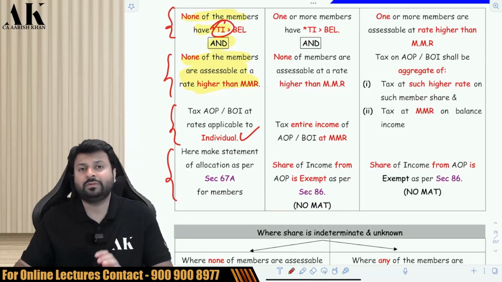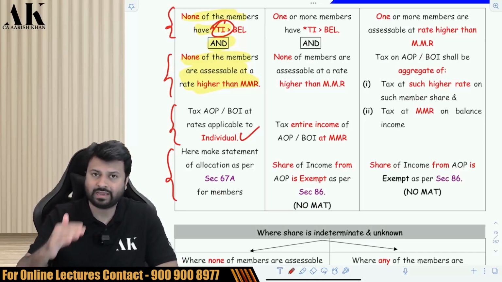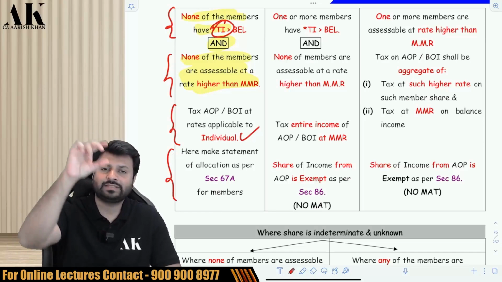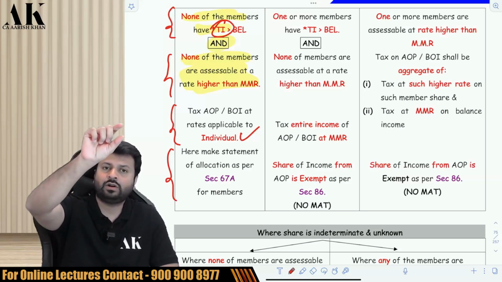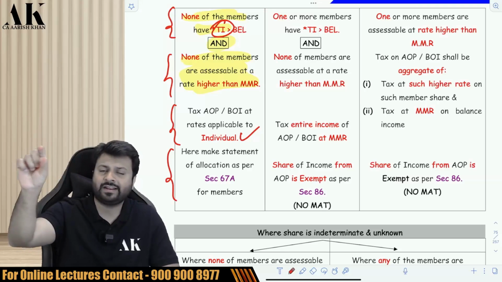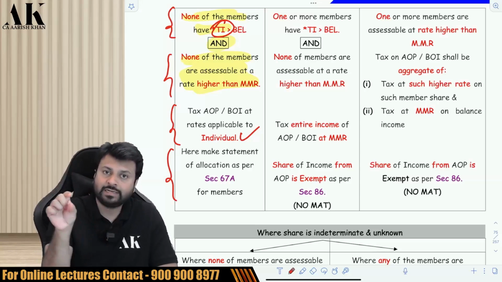Now, how will the members be taxable? The members will be taxable by making a separate statement under section 67A. How? The members' income will be segregated into two parts. Part 1 is whatever they get from AOP BOI: they get remuneration, they get interest, they get share of profit. All these three will be part 1. And then other income will be part 2.